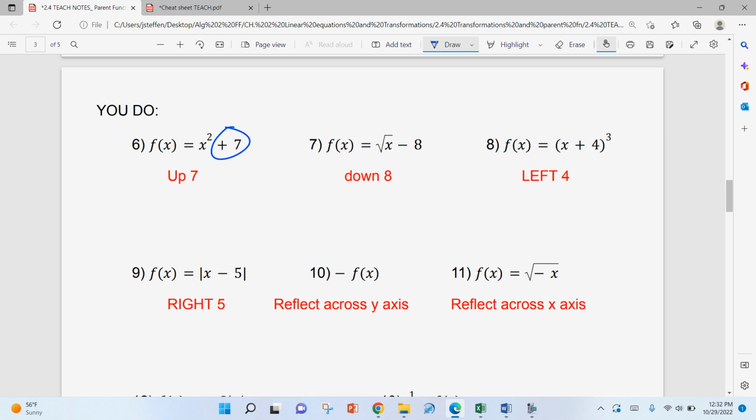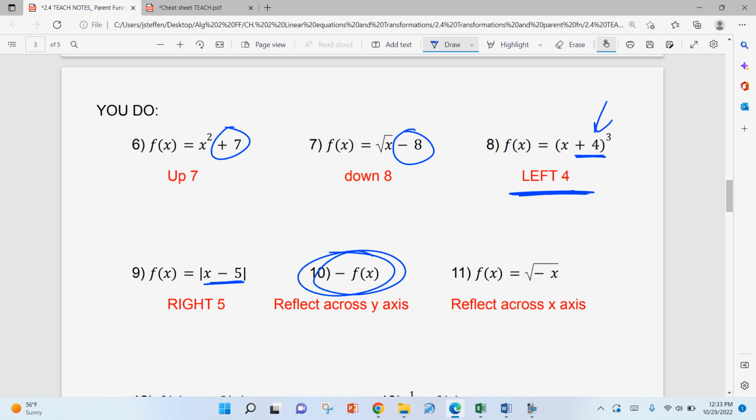parentheses, so it's up 7. Number 7 is outside the parentheses, so it's down 8. Inside the parentheses, again, it looks like it's opposite. This is left. A lot of people miss that. A lot of people will put right 4, and that's not right. Again, I could explain why that is, but it does not help most students. For most students, it's just easier to remember: inside the parentheses looks like it's opposite. -5 is to the right 5. See, I almost missed that.